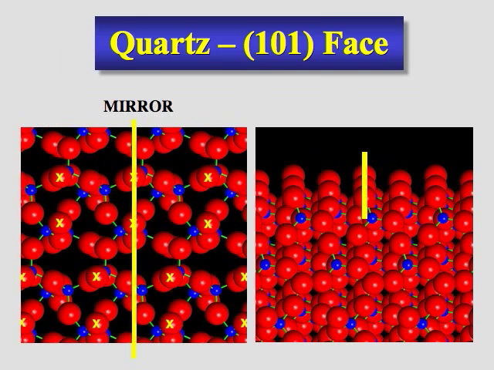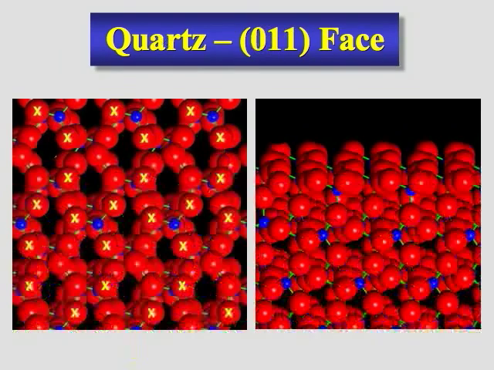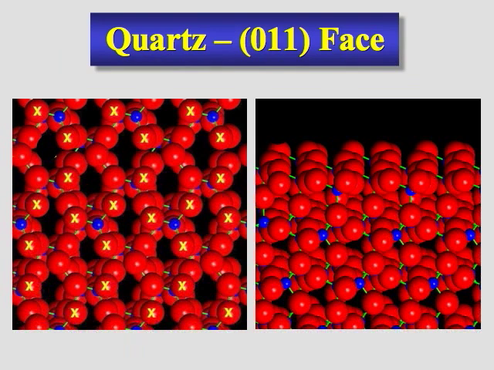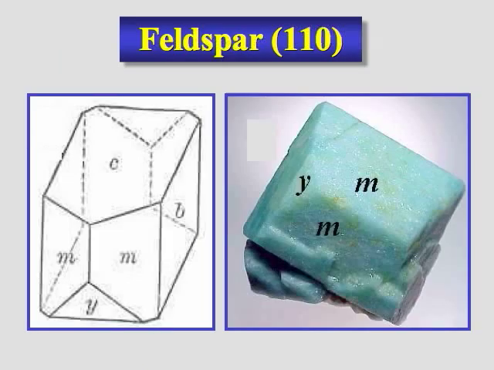And here's the 011 face, and it's got some surface irregularities, and the distribution of surface oxygen also is slightly chiral. But that's quartz. Quartz turns out not to be a very interesting mineral in terms of its ability to separate left and right-handed molecules. Feldspar, however, is much more interesting. Feldspar is a very, very common mineral.